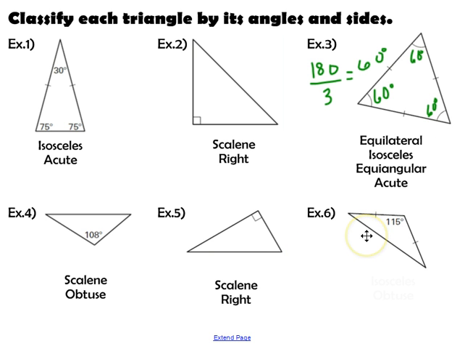And for example number 6, we have that obtuse angle again, but we have two sides that have those congruent markings on them. So this is going to be an isosceles obtuse triangle. That's it for the introduction into triangles.